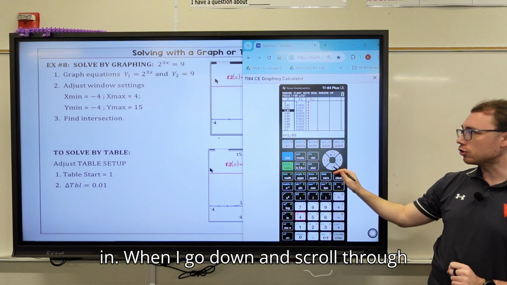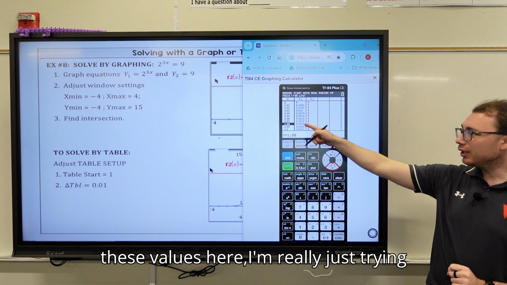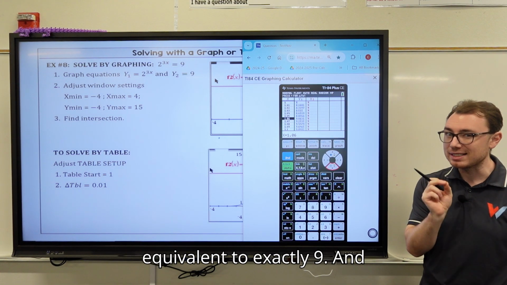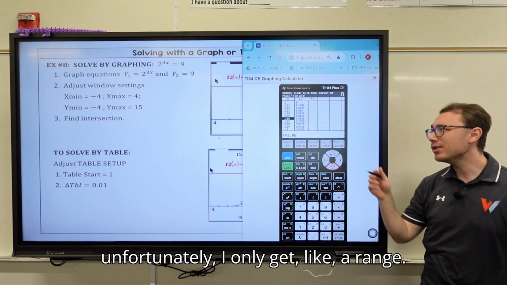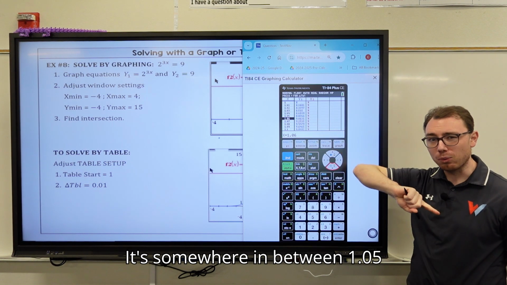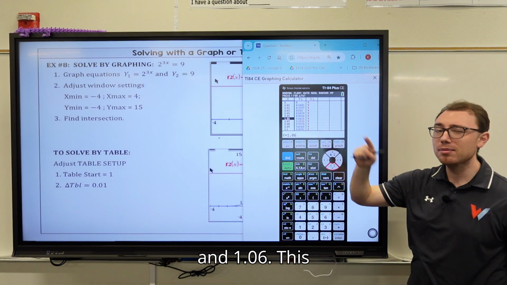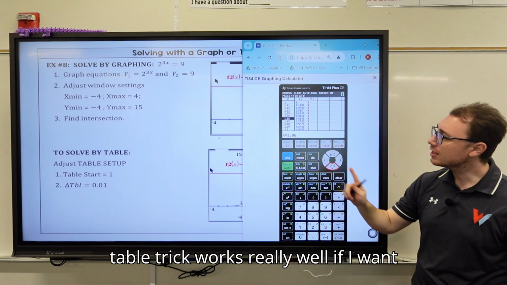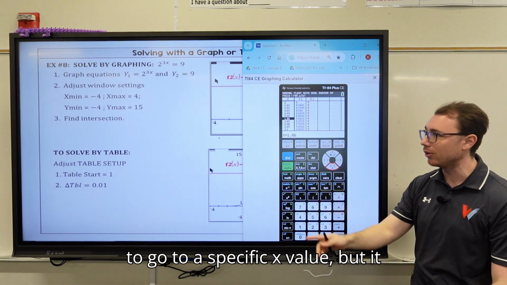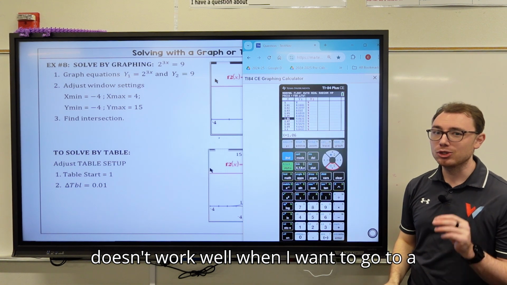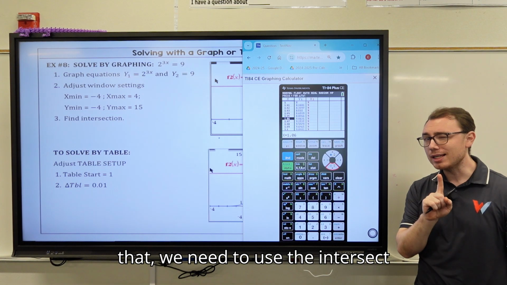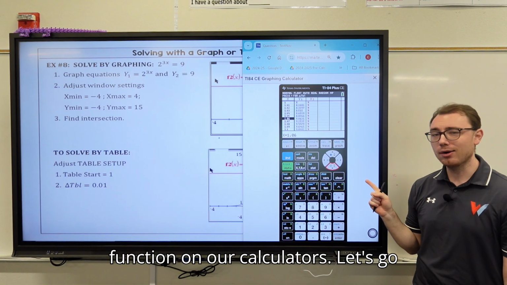When I go down and scroll through these values here, I'm really just trying to find where my x value is, where it's equivalent to exactly 9. And unfortunately, I only get a range. It's somewhere in between 1.05 and 1.06. This table trick works really well if I want to go to a specific x value, but it doesn't work well when I want to go to a specific y value. To do that, we need to use the intersect function on our calculators.